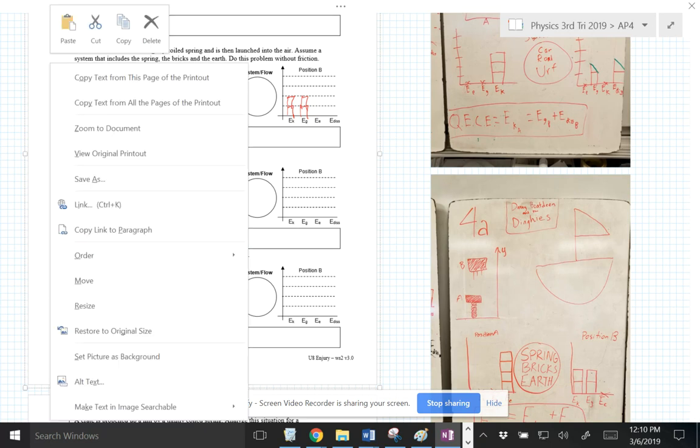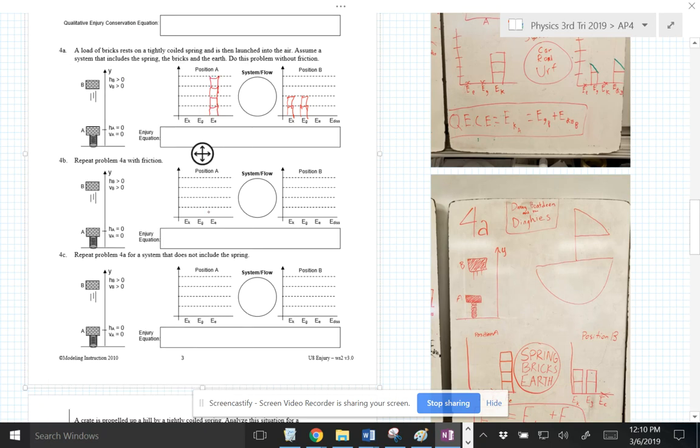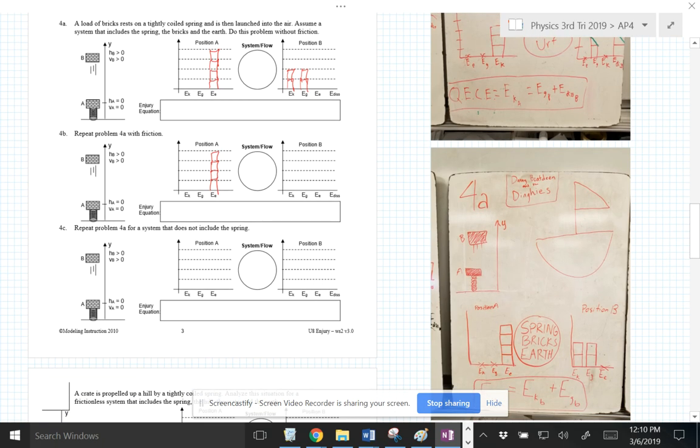Problem 4A with friction. So it's going to still start out with 1, 2, 3, 4. Throw out a plausible position B for me here. What do you want? 2EG.